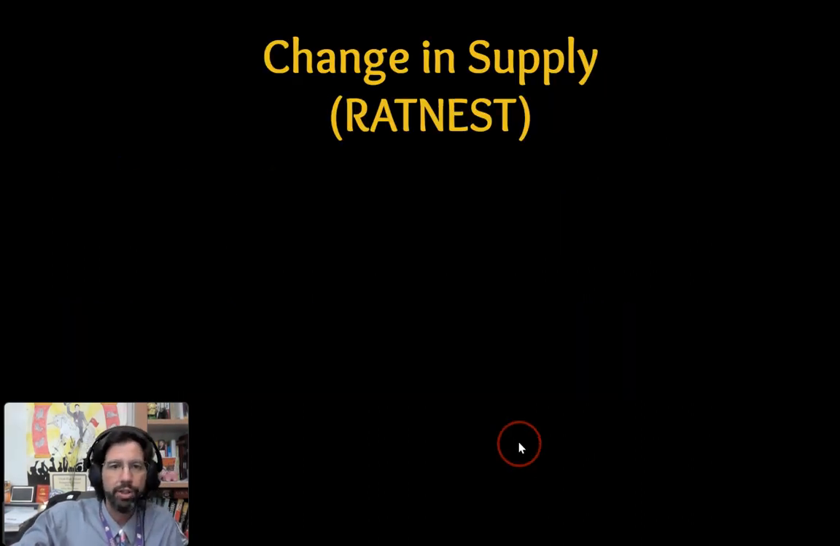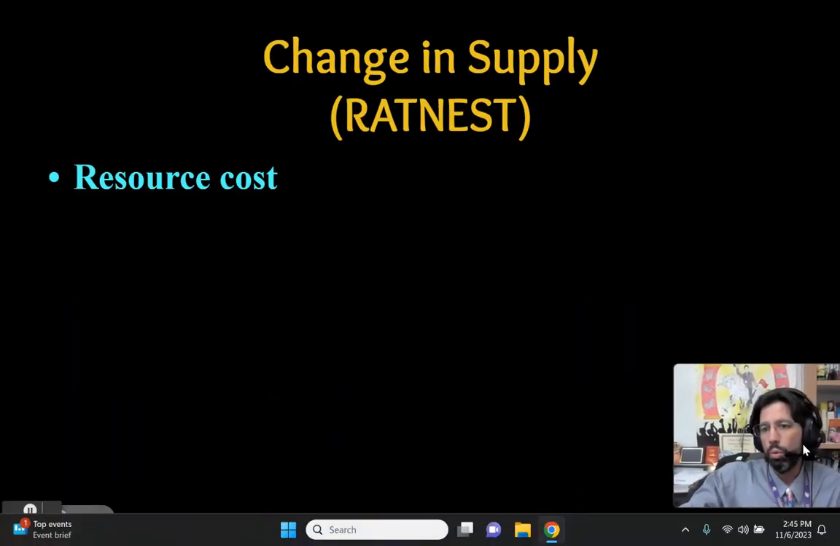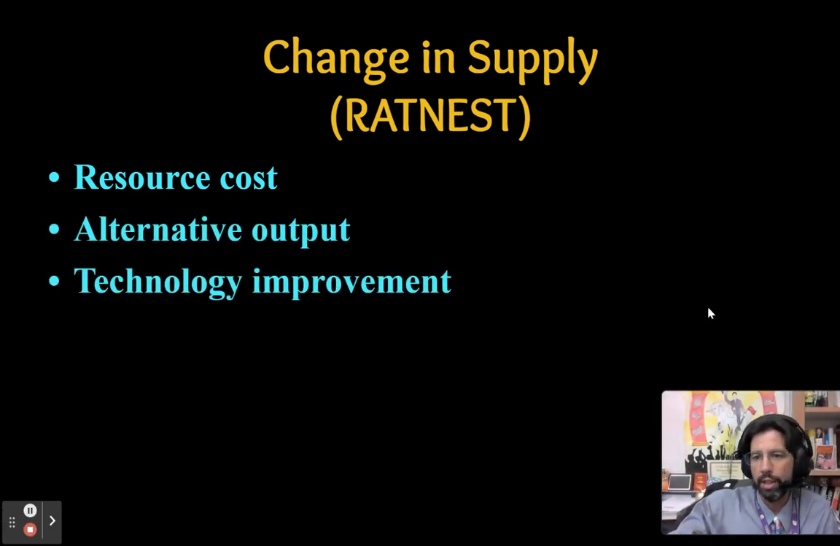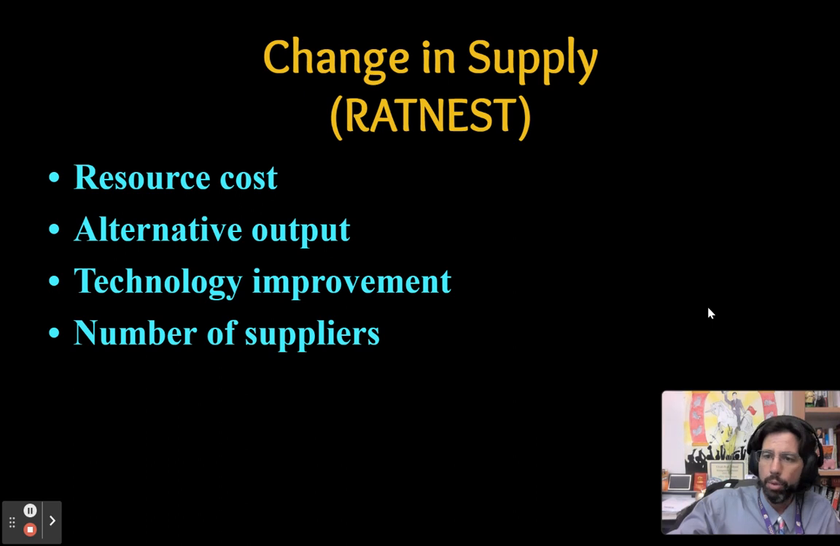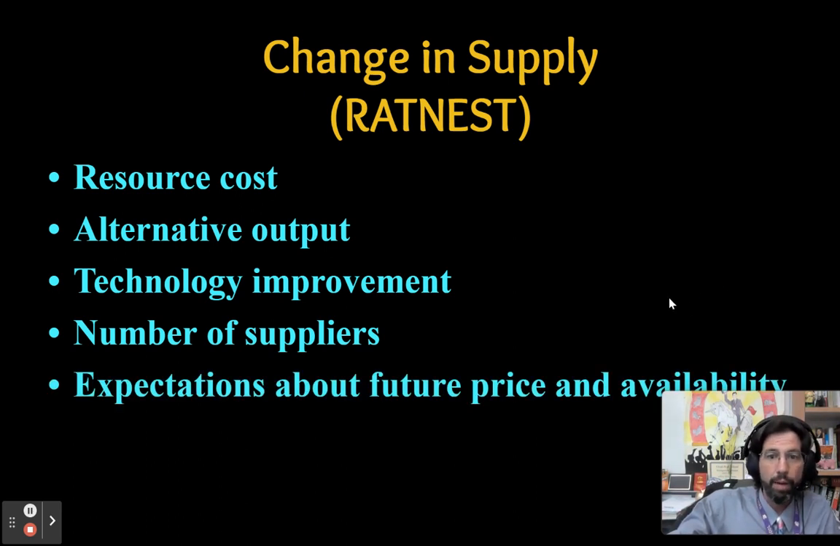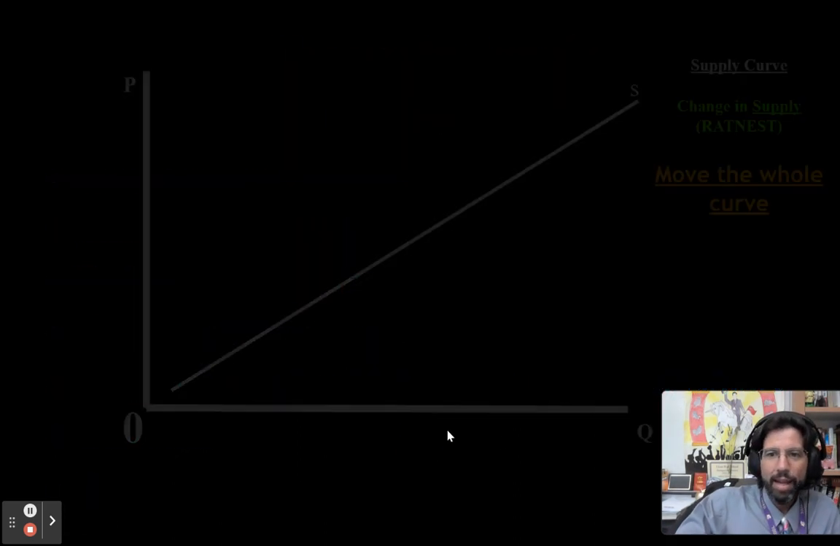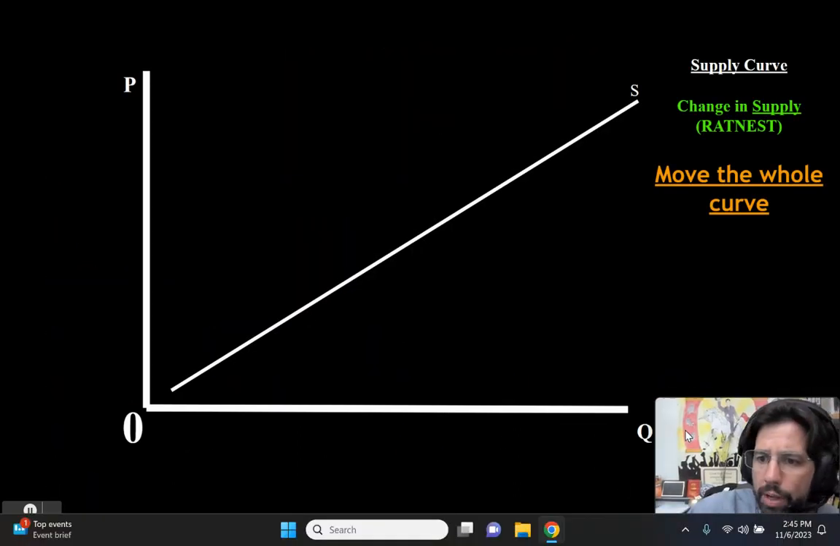So, what does RATNES stand for? It stands for resource cost, alternative output, technological improvements and number of suppliers, expectations about future price and availability of suppliers, and subsidies and taxes. Notice RATNEST, RATNEST. Now, we're not moving on the curve.